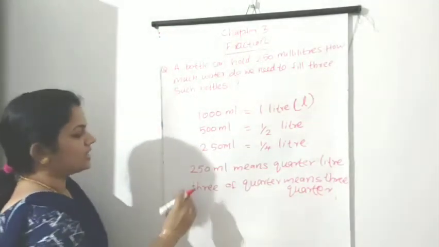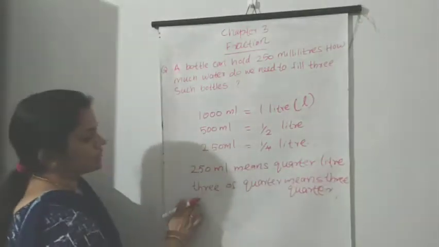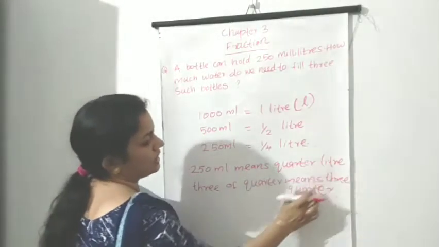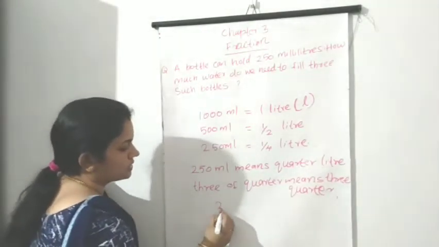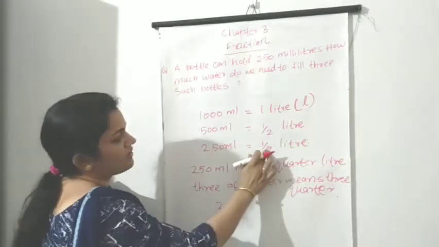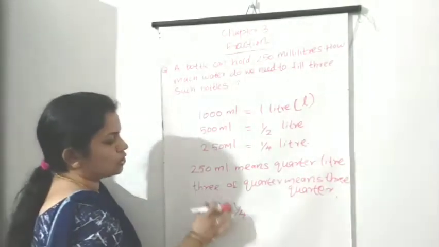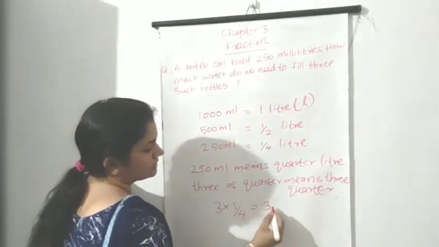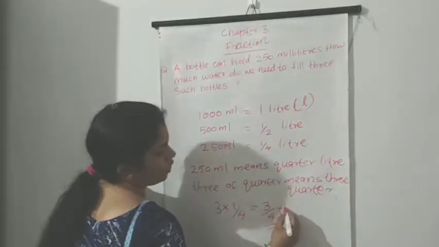Then we can say that 250 milliliter means quarter liter. 3 of quarter means 3 quarter. How to write 3 of quarter? 3 into quarter means 3 into 1 by 4, equal to 3 by 4. This is 3/4.